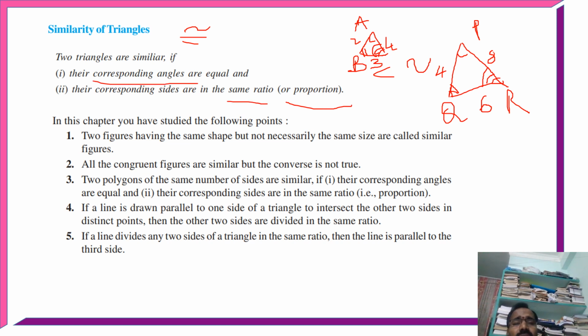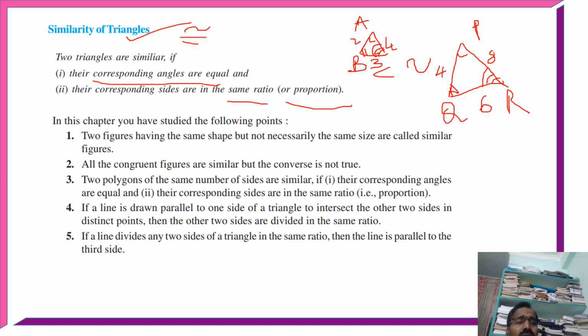Corresponding angles are equal. If angle A is 50 degrees, angle P should be 50 degrees. Angle B 30 degrees, angle Q should be 30 degrees. Angle C 100 degrees, angle R should be 100 degrees. I mean, corresponding angles are equal and corresponding sides are proportional, so those two triangles are similar.